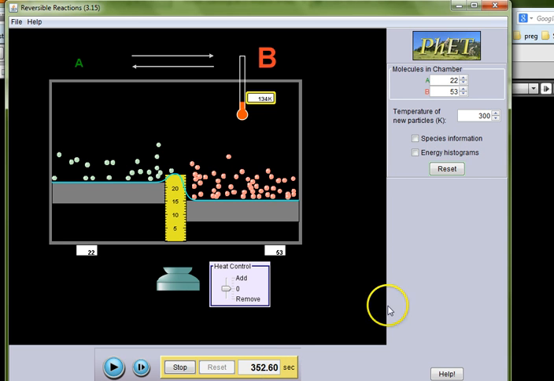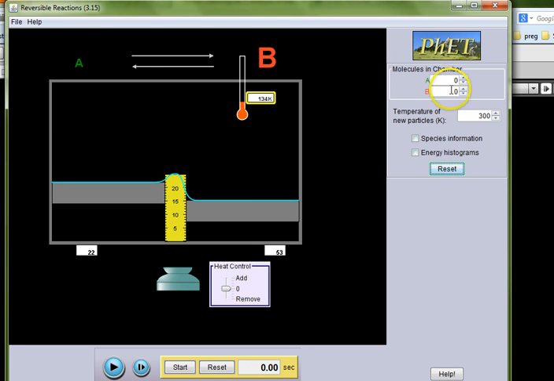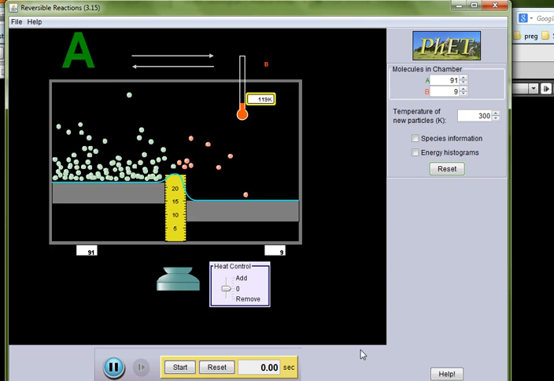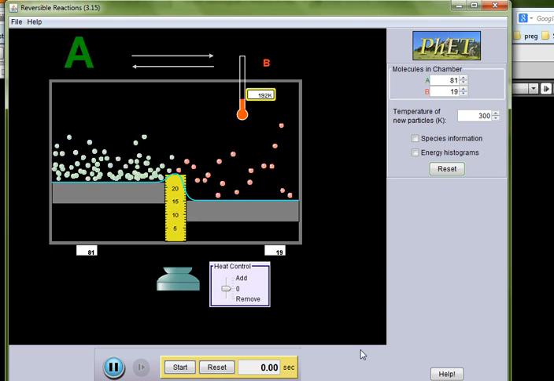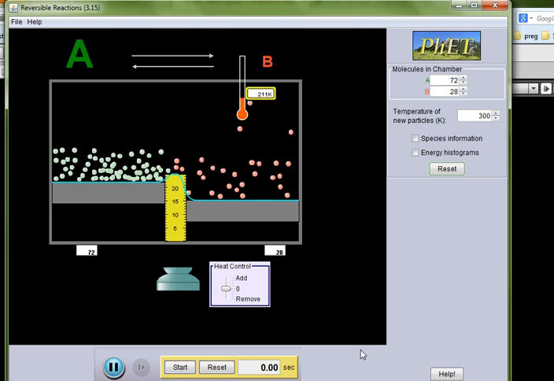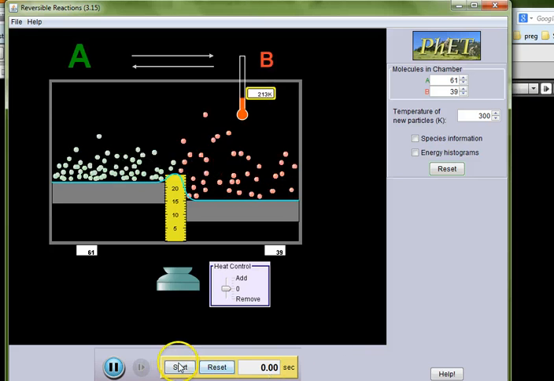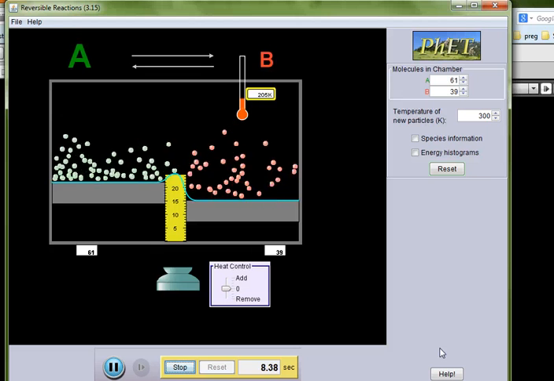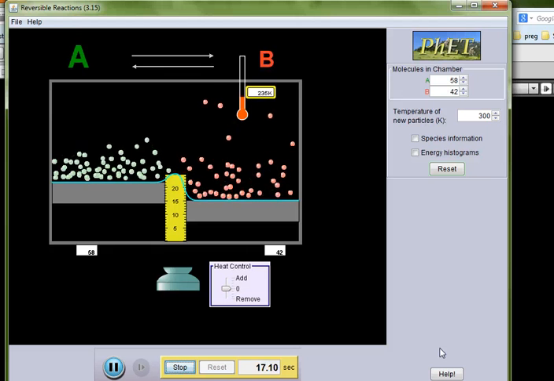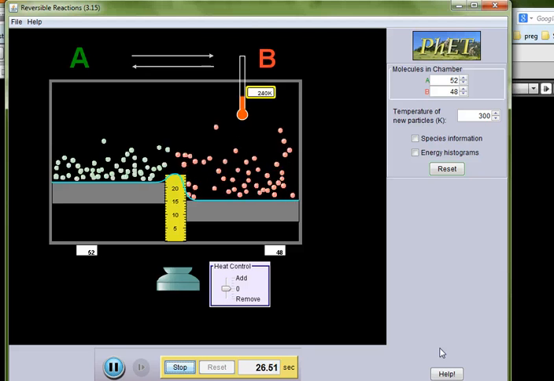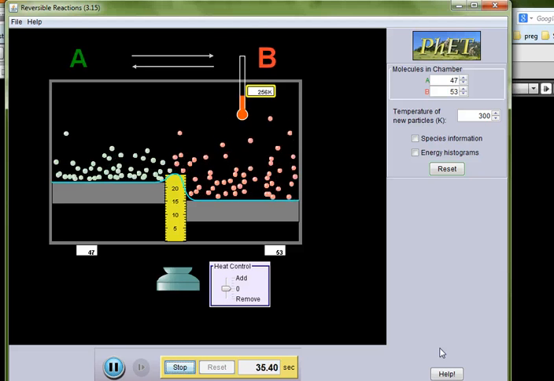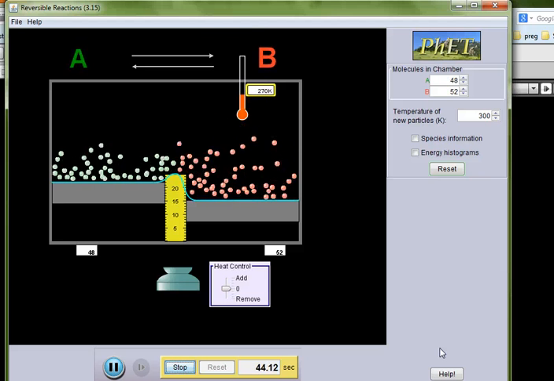All right, so let's do one last experiment. Let's start with 100 particles of A. Okay, and start the experiment. Let it reach equilibrium. So let's start the stopwatch at the same time.